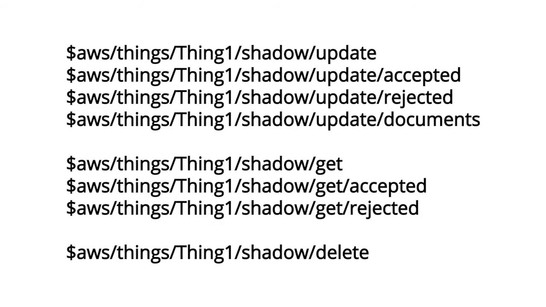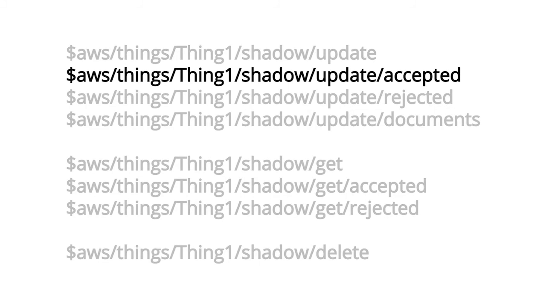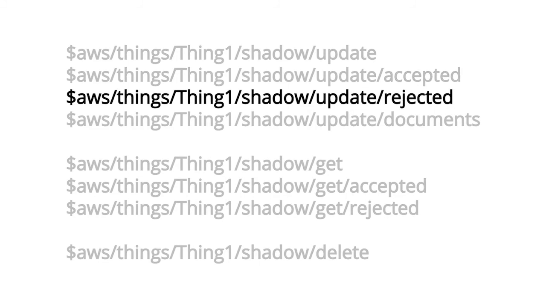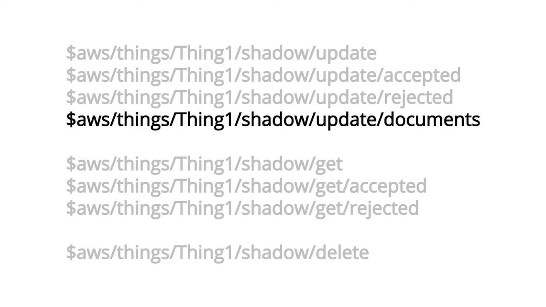After sending your message, the server will publish a message to either the update/accepted or the update/rejected topic, depending on if your message was, say, accepted and put into the shadow, or if it was rejected. If your message was accepted, the server will also publish the complete updated shadow document to update/documents.